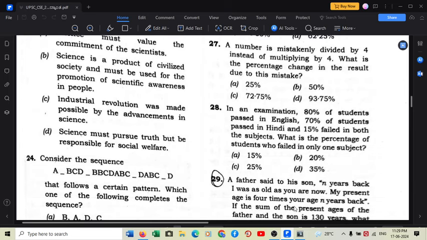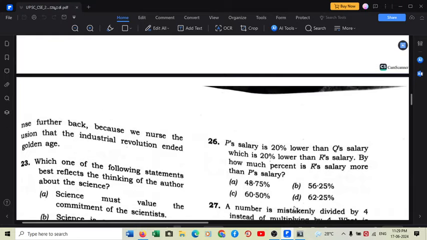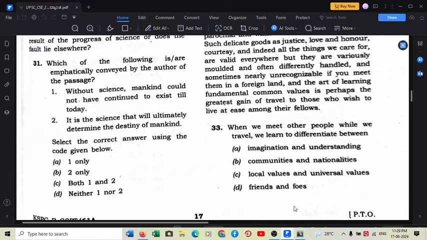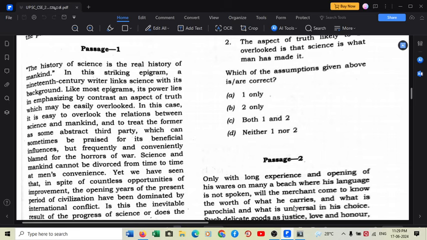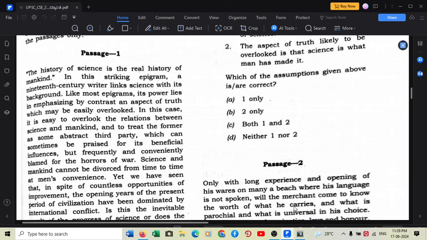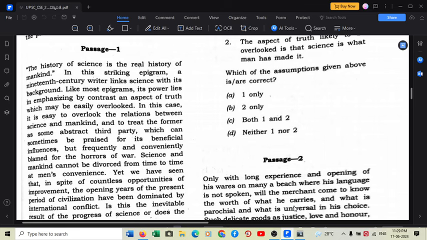Now let us go to another passage. Yes, page number 17 of set C. We are almost done, six passages. We'll move to the seventh one. Passage 1: the history of science is the real history of mankind.